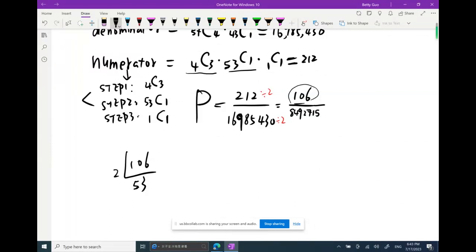53 is prime. And would the denominator be divisible by 53? Let's try. If we divide by 53, no. So this is simplified. 53 is a prime number. Okay, so let's enter that: 106 on the top.